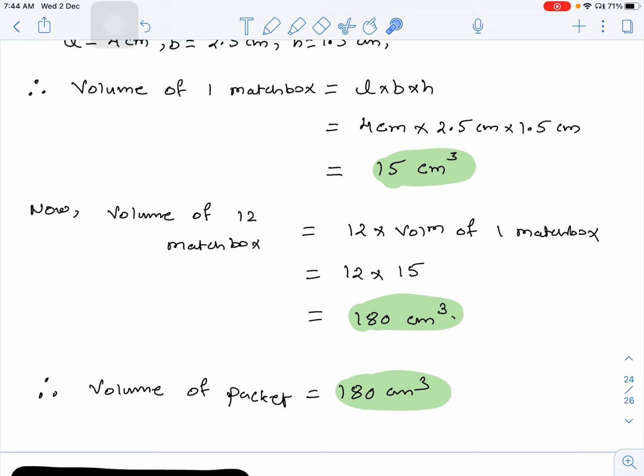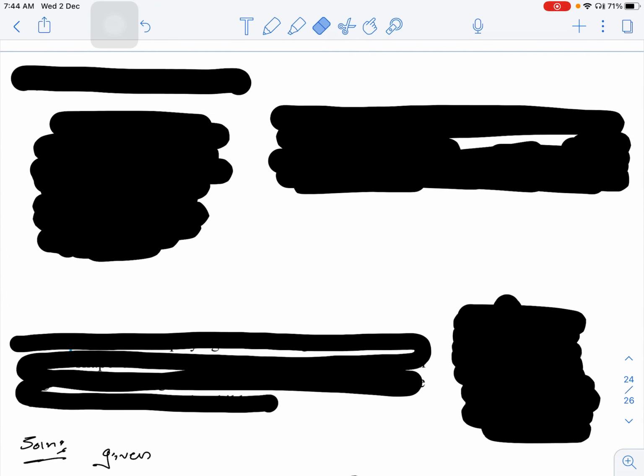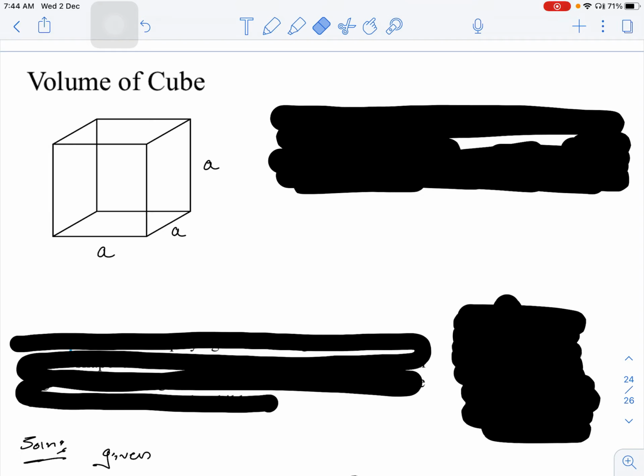Now let us consider the next figure. Let us see the next figure. Now our next figure is a cube. Okay, so here we have a cube. We know that a cube is a six-faced figure in which each face is a square. If it is a square, if one edge is A, all its edges will be A. So this will be A, this will be A, and this will also be A.